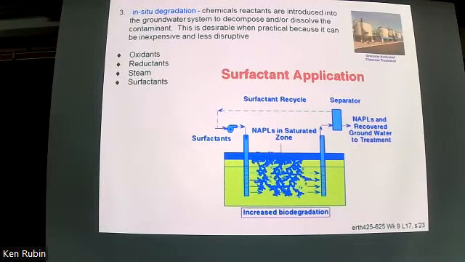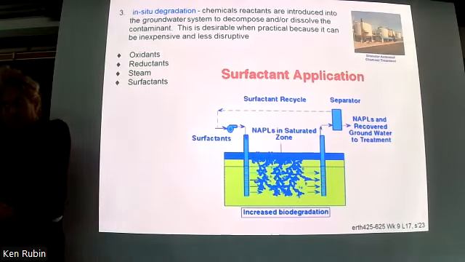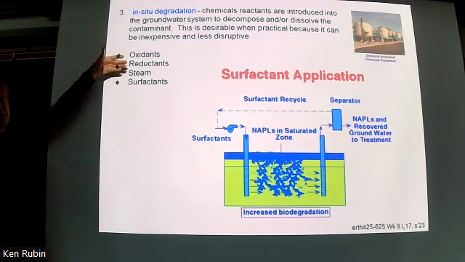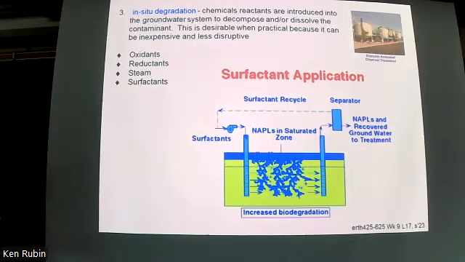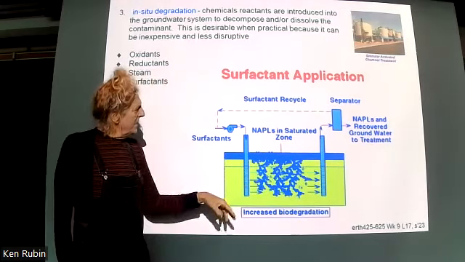So in situ degradation is slightly different. This is where we put chemicals into the subsurface that allow for some kind of chemical reaction to happen there. And these can be oxidizing agents or reducing agents. Sometimes steam and surfactants are useful. Those are especially useful in the case of NAPLs, helping loosen them up and allow them to flow. And this is an example where we've got contamination in the subsurface.